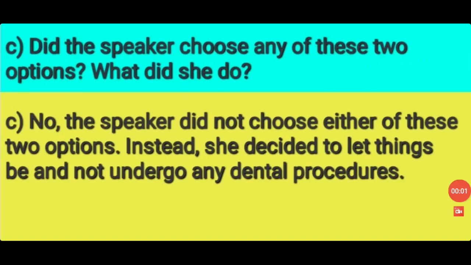C. Did the speaker choose any of these two options? What did she do? Answer. No. The speaker did not choose either of these two options. Instead, she decided to let things be, or not undergo any dental procedures.